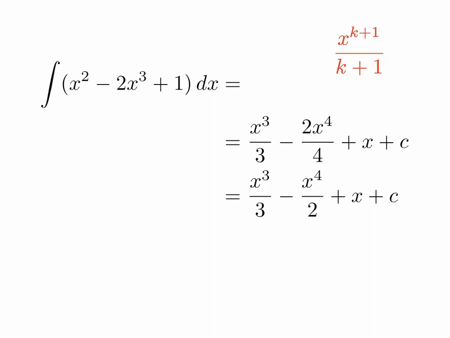So if we apply that to each term, the antiderivative of x squared is x cubed over 3. The antiderivative of minus 2x cubed would be minus 2x to the fourth divided by 4. And the antiderivative of plus 1 would be x. And then for all indefinite integrals, you always add the plus c term. If we simplify this, we get that this is equal to x cubed over 3 minus x to the fourth over 2 plus x plus c. And we get the x to the fourth over 2, of course, because 2 divided by 4 leaves a 2 in the denominator.